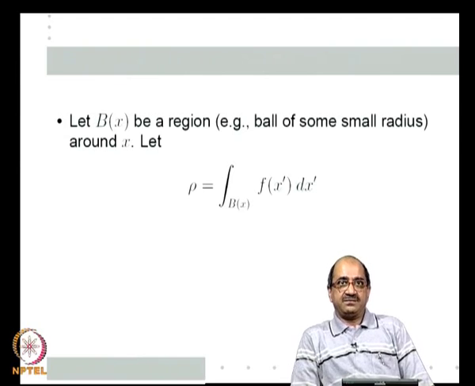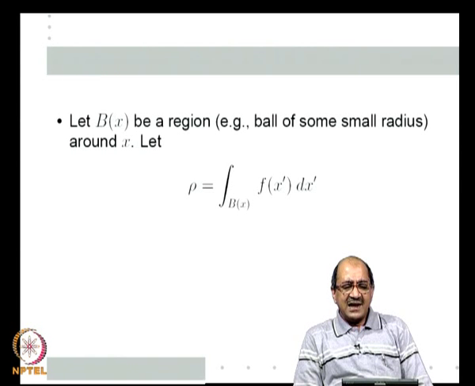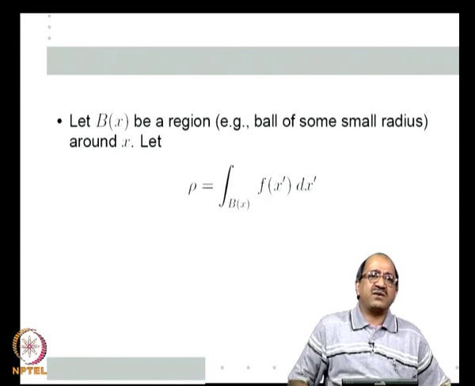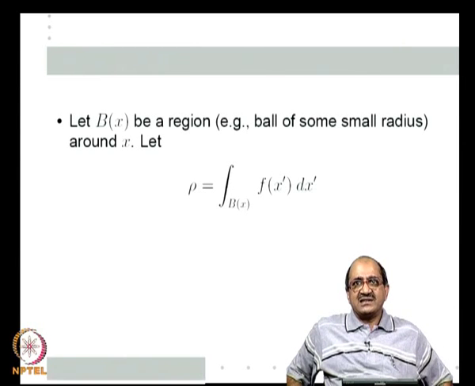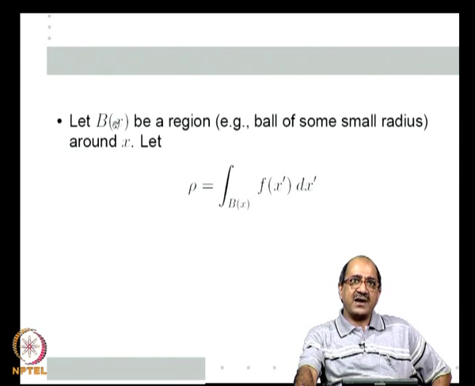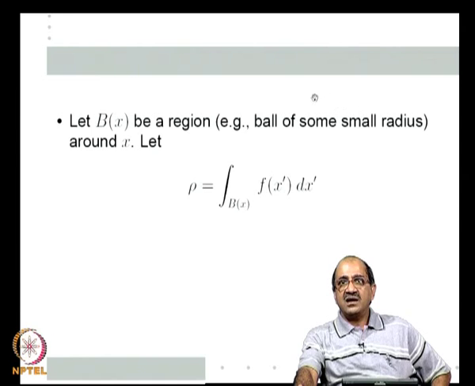How do we do this? Let us say given any point x in the feature space, let b of x be a small region. So, for example, a small sphere with x at the center and a small radius. So, b of x denotes such a region around x, and let rho be the integral of the density over b of x. So, this is actually the probability that a random sample will fall in the region b of x. Okay.